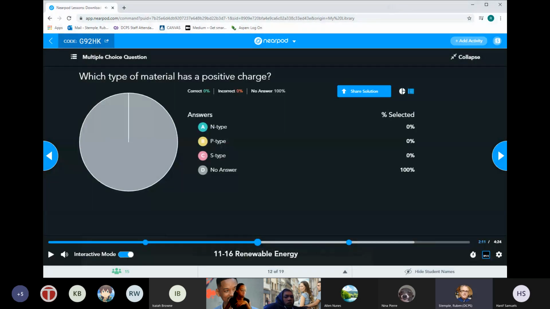Okay. Which type of material has the positive charge? N type, P type, or S type? Which type of material has the positive charge?